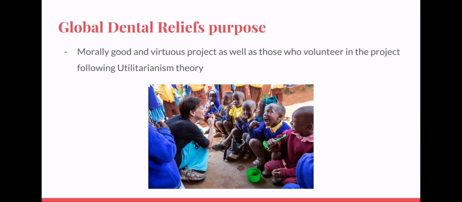Global Dental Relief is a non-profit organization that goes around the globe to help educate children in third world locations such as small villages. This is because they simply do not have the resources, access, and or funds for dental hygiene. Some locations they have been to are Nepal, India, Guatemala, Kenya, Cambodia, and more.